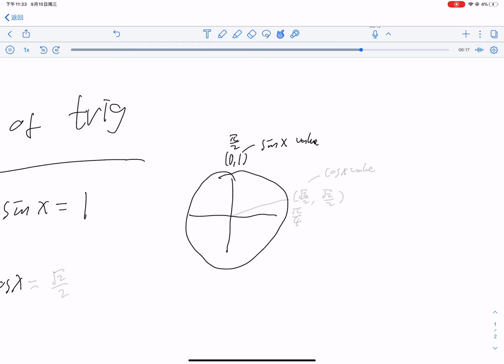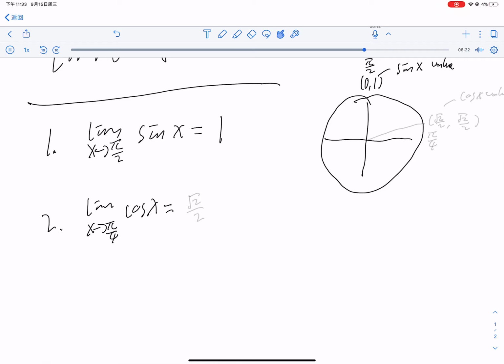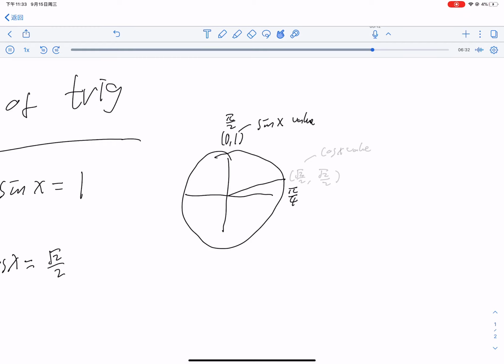And the same thing here for number 2. You literally just find this corresponding value on the unit circle, which is square root 2 over 2. Because in this pi over 4 direction, it's square root 2 over 2, comma, square root 2 over 2. And this is the cosine value we're going to take. And yeah, that's all for today.